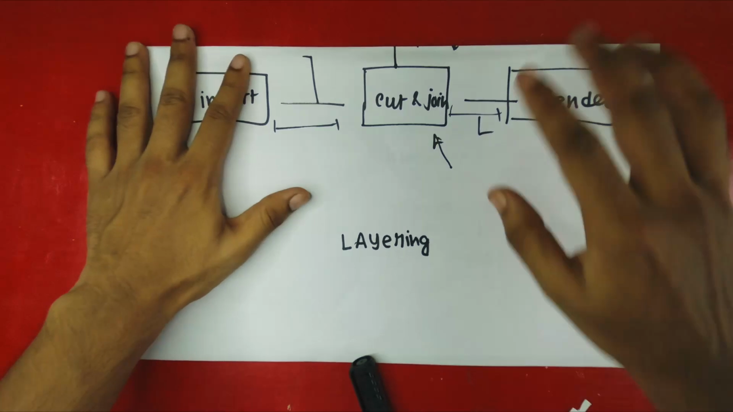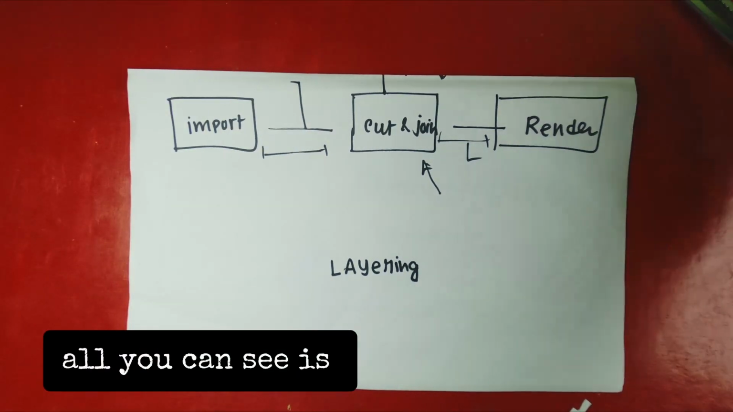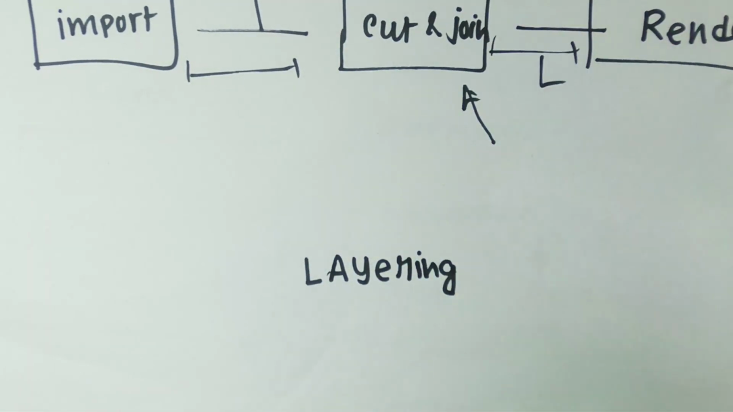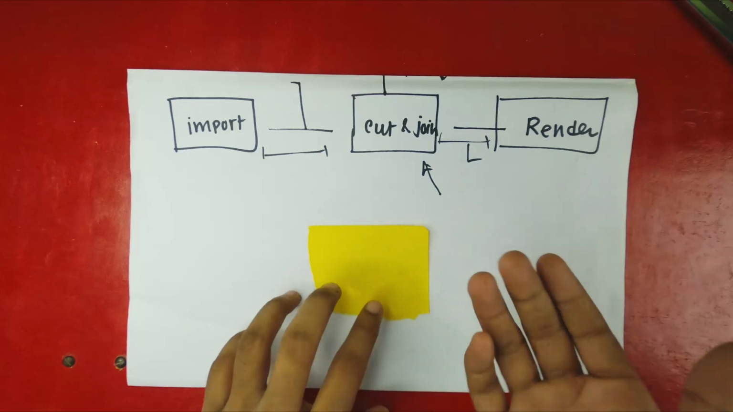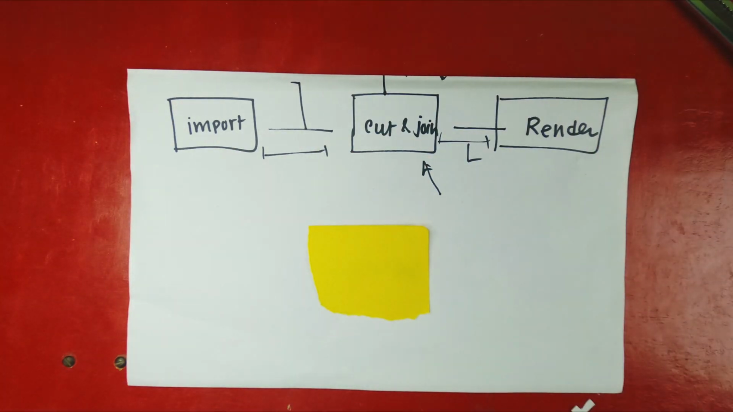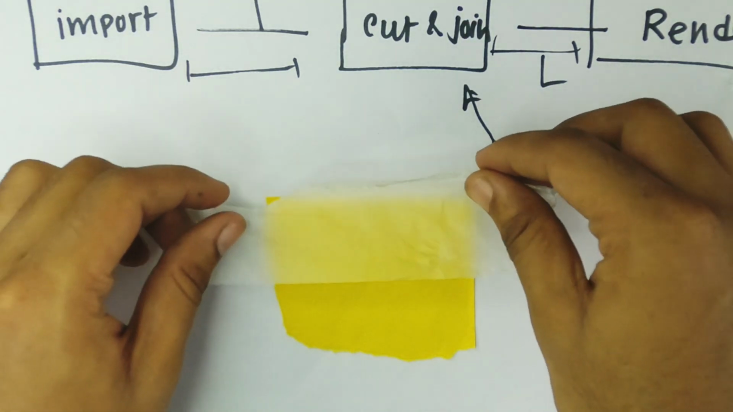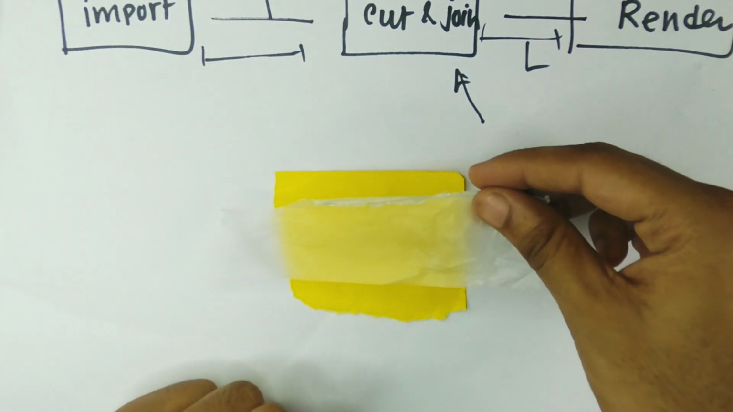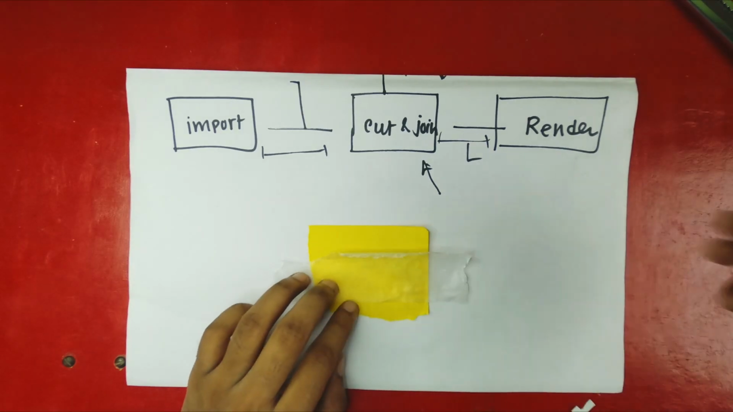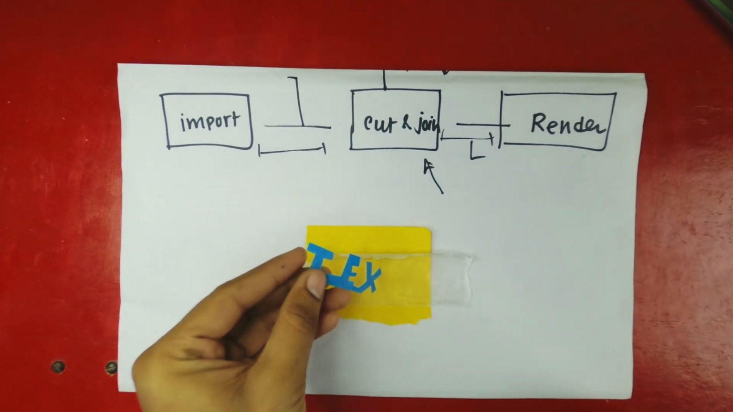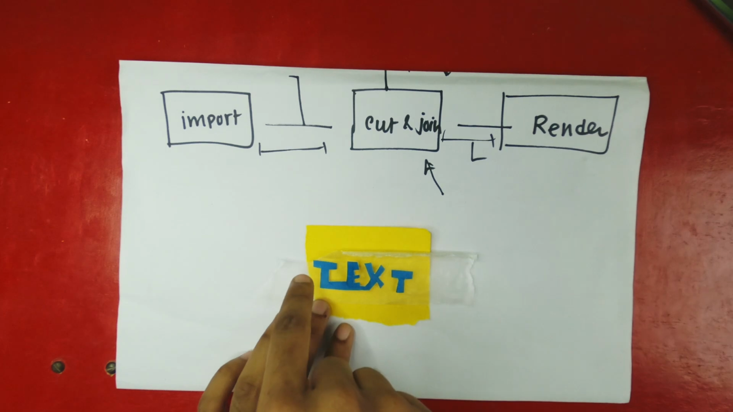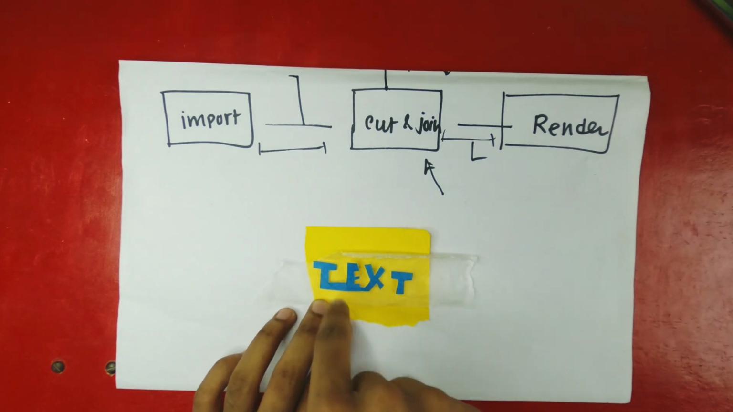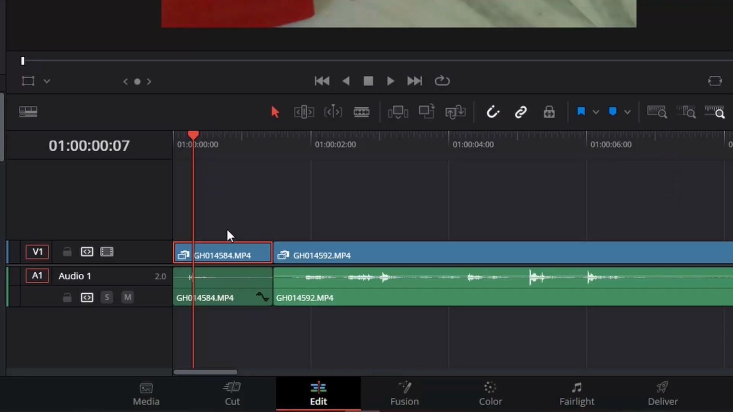Okay, think of it this way: whatever the camera is seeing, all you can see is layering and that stuff, right? Now if I put this, you cannot see the layering because the yellow thing is above the white thing, right? And now if I put this, you can actually see the yellow but in a blurry way. And then if you add a text, you can see only the text, you cannot see the yellow behind the text.